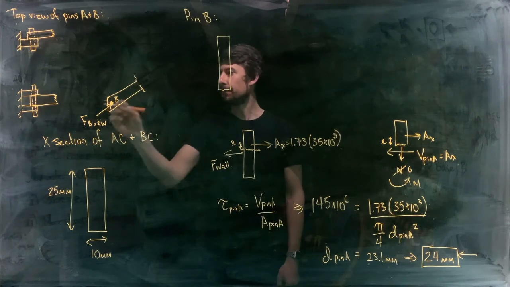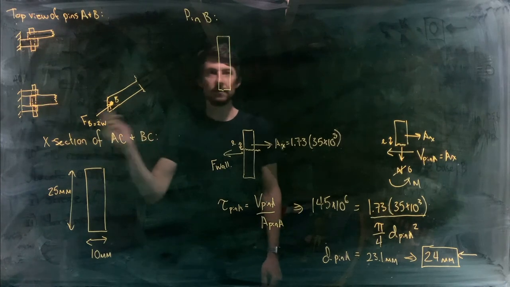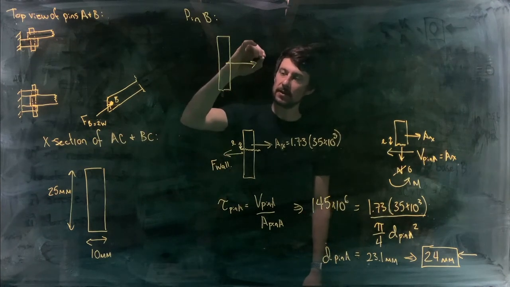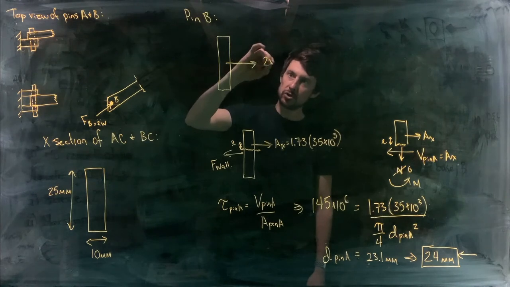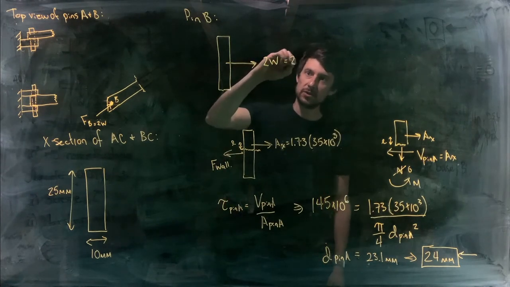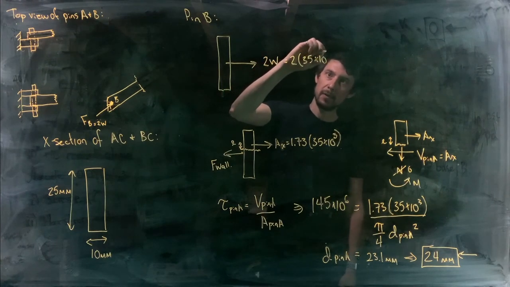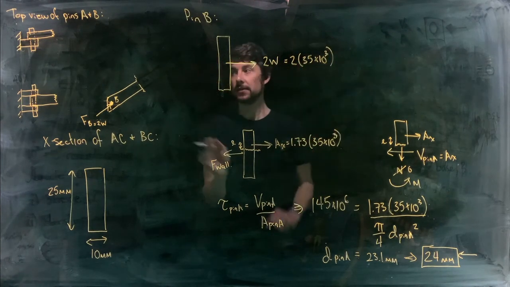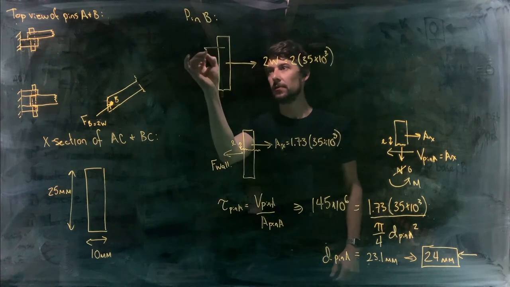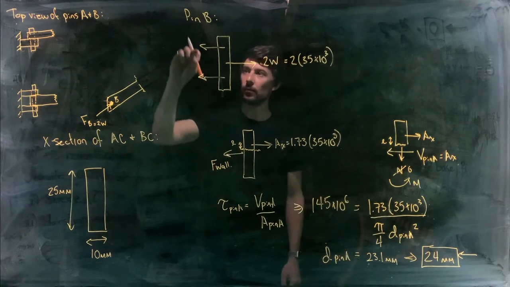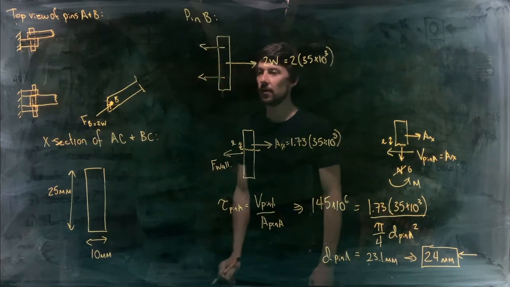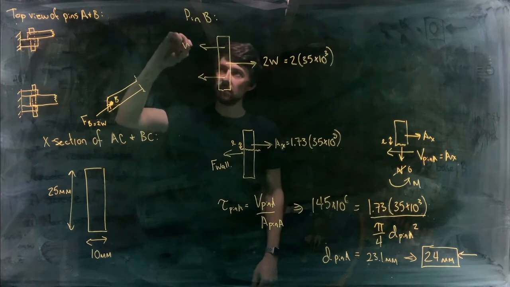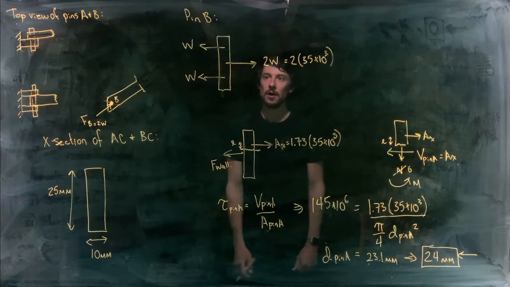Okay, so pin B sees a force from member BC acting right on its center. So like that, if we're looking at the top view, and this is a force of 2W here, which is 2 times 35 kilonewtons, right? Holding that pin in place and stopping it from accelerating to the right is the force that the bracket's applying. So we've got a force like this, one there and one there. Now, if everything's symmetric here, which brackets are designed to be, then each one of these has to be half of that. So we've got W there and W there, right?